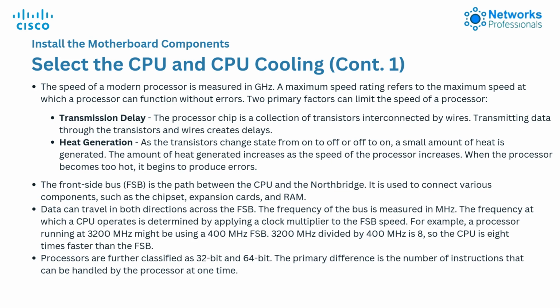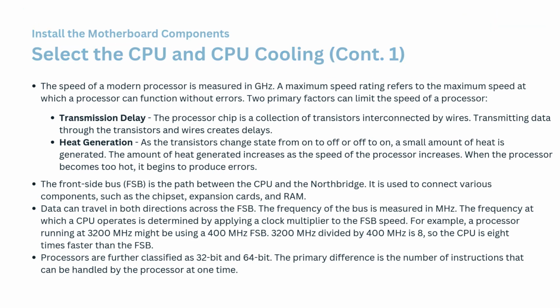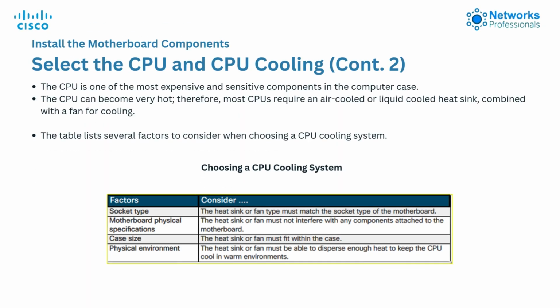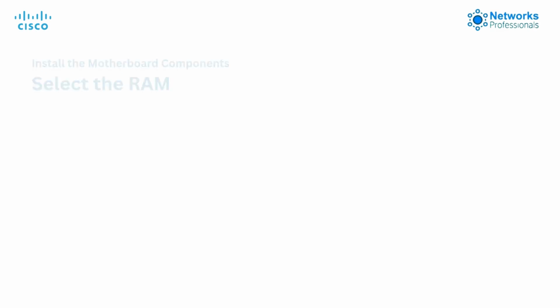Processors are further classified as 32-bit and 64-bit. The primary difference is the number of instructions that can be handled by the processor at one time. The CPU is one of the most expensive and sensitive components in the computer case. The CPU can become very hot, therefore, most CPUs require an air-cooled or liquid-cooled heatsink, combined with a fan for cooling. The table lists several factors to consider when choosing a CPU cooling system. Select the RAM.